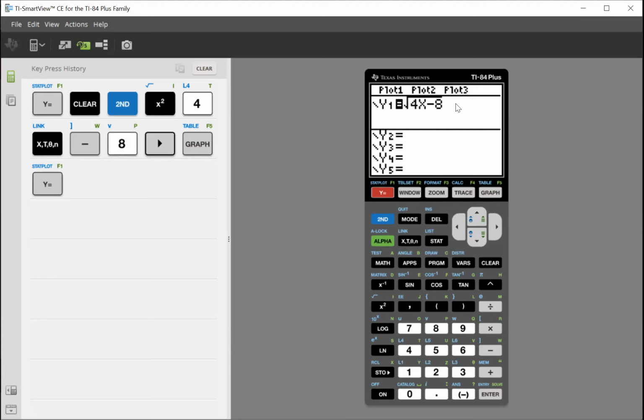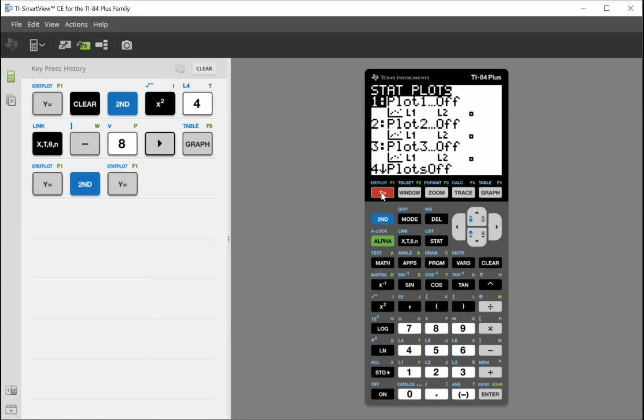Plot 1. Plot 1 is highlighted. So what's happening is it's doing stat plot stuff. So watch what we're going to do. Come down here and hit the second button, and then the y equals. You see how I got plot 1, plot 2, plot 3, and all that fun stuff?